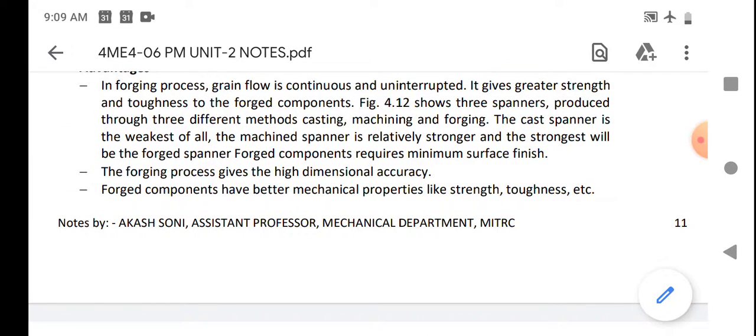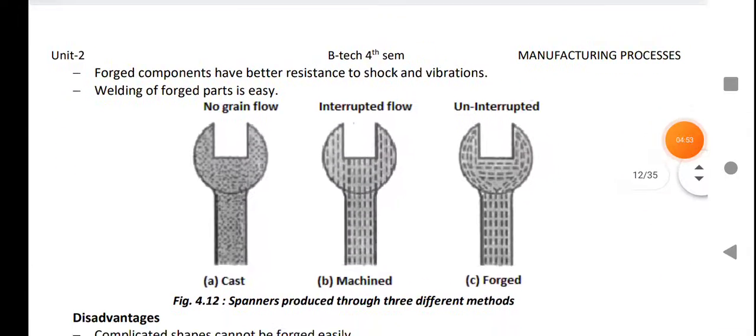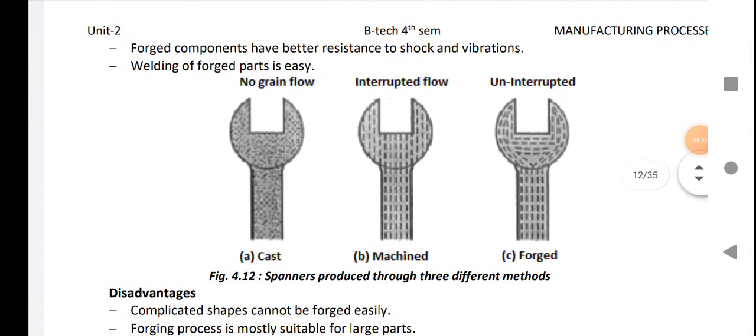The forging process gives the highest dimensional accuracy. Forged components have better mechanical properties like strength, toughness, etc. Forged components have better resistance to shock and vibration. Welding of forged parts is easy.